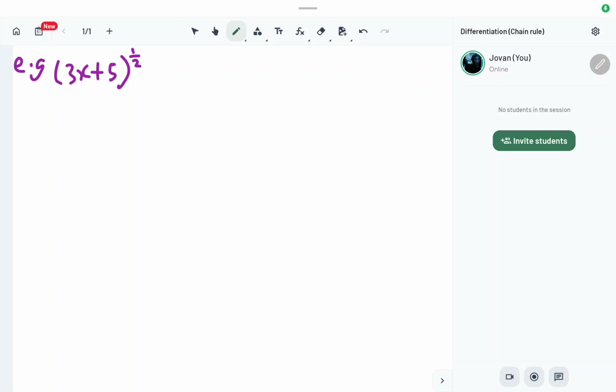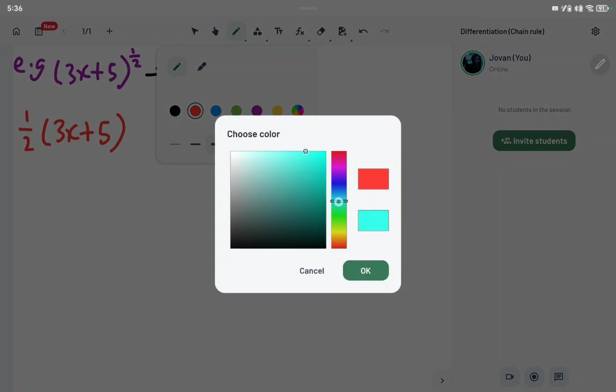Alright, so now let's differentiate this example here: 3x plus 5 to the power of half. First of all, we know that this is definitely a chain differentiation. If I'm not wrong, my colors were red, cyan, and blue, yeah? So let's start off first. Power bring down, power minus 1. So half, power bring down, right? Power number bring down, power number minus 1. Okay, so cyan.